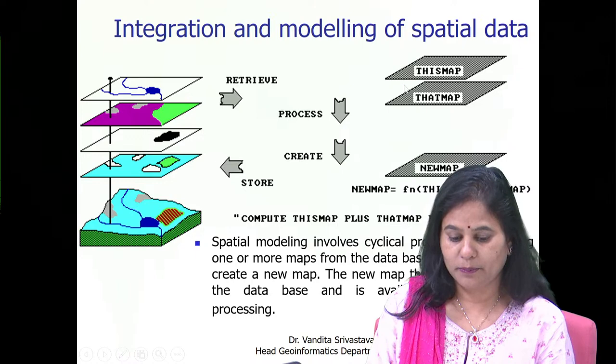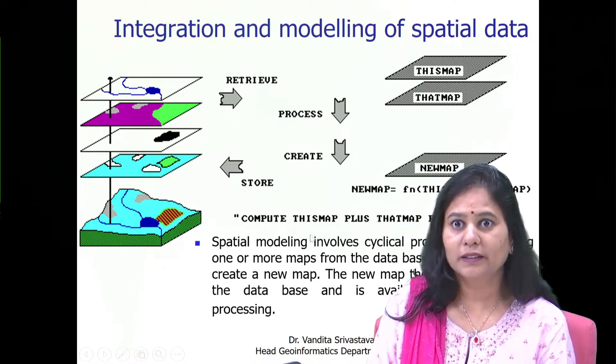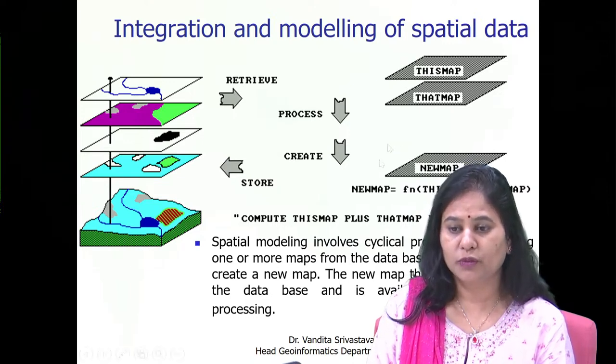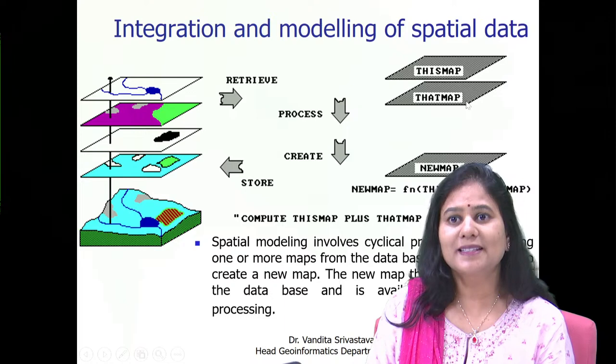Compute this map plus that map for a new map, and then make it a part of another new map. So spatial modeling involves cyclic processing, retrieving one or more maps from the database which are used to create a new map. Now this map becomes part of the data set. That is why you call it cyclic.